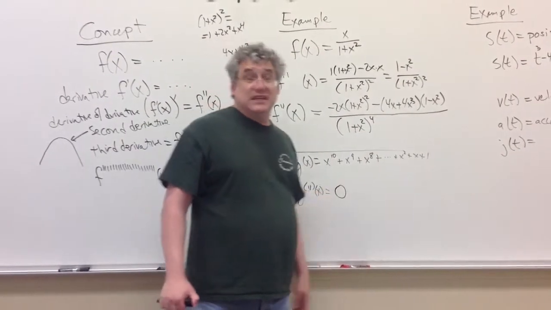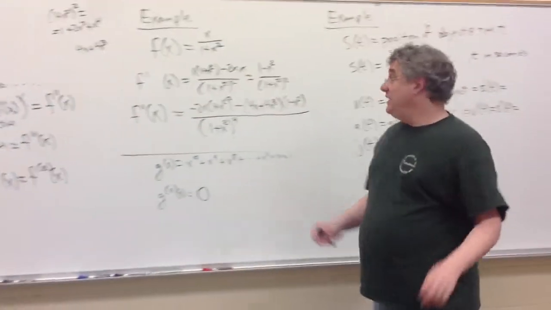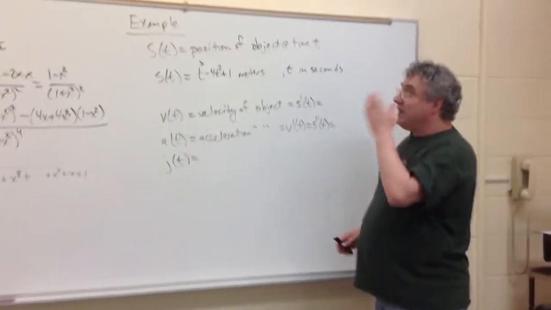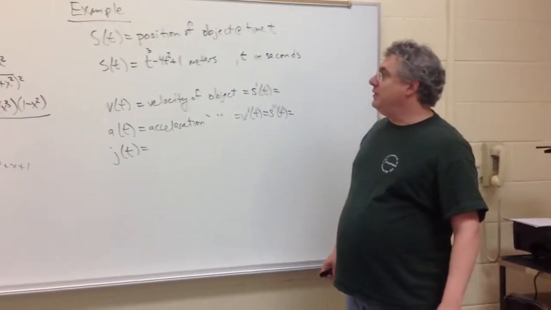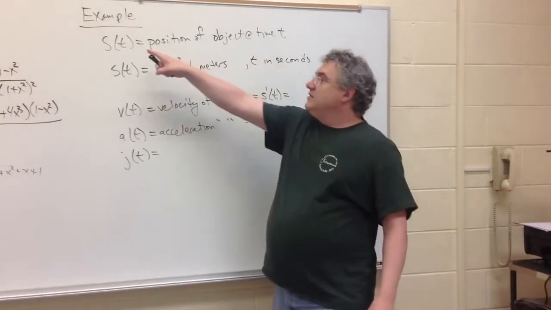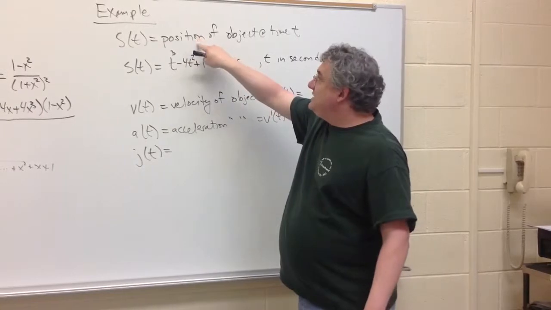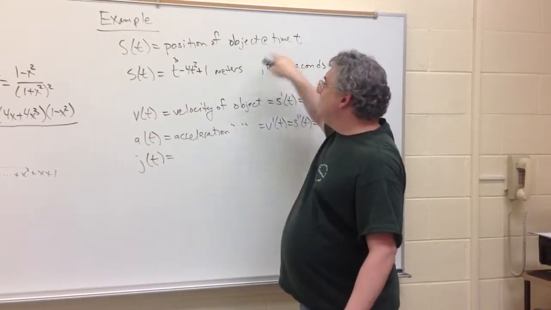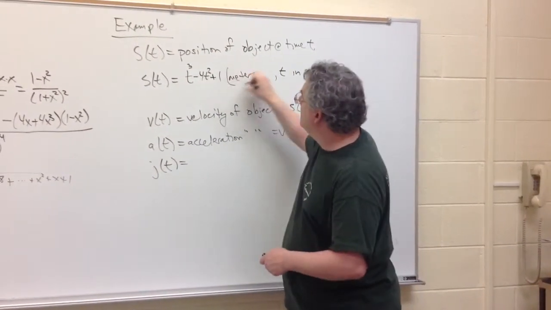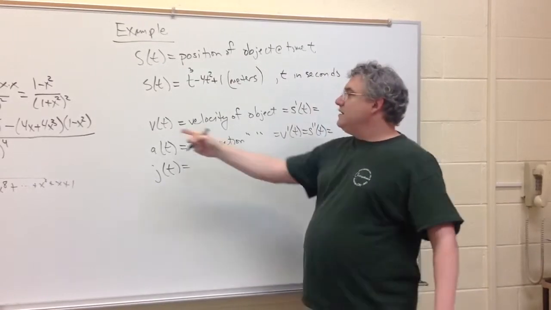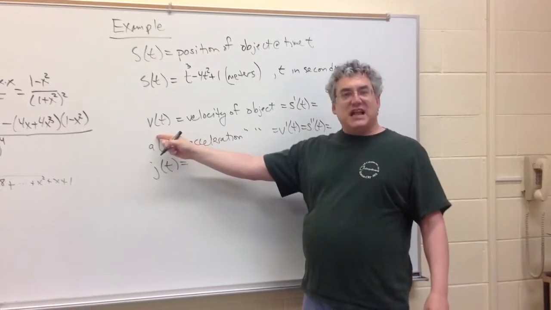You should practice some of these before just going on and doing that. But I want to look at a specific kind of example. The example is position and motion. If we have an object in motion, if s of t is its position at any time, say it's in meters, and t is in seconds, we usually use v to represent the velocity.